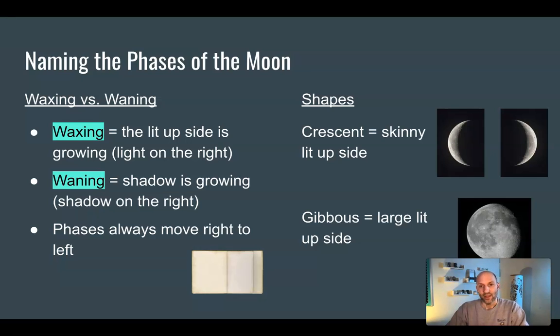You mix that with a shape. When the moon has this skinny shape, like a banana, that's called a crescent. And when the moon is more than half full, we call that shape a gibbous. I like to think about it like an M&M shape.